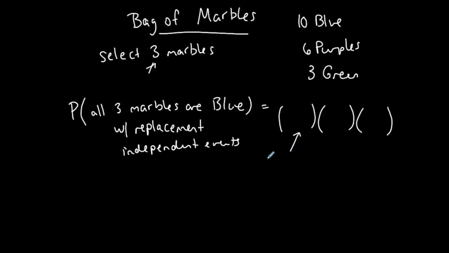The first parentheses represents the first event, and the first event is I'm selecting a blue marble. What is the probability that I select a blue marble? Well, I have 10 blue marbles out of a total of 19 marbles. Now, what do I do with that blue marble? Do I put it back? If I do, I still have 19 marbles, and I still have 10 blue marbles.